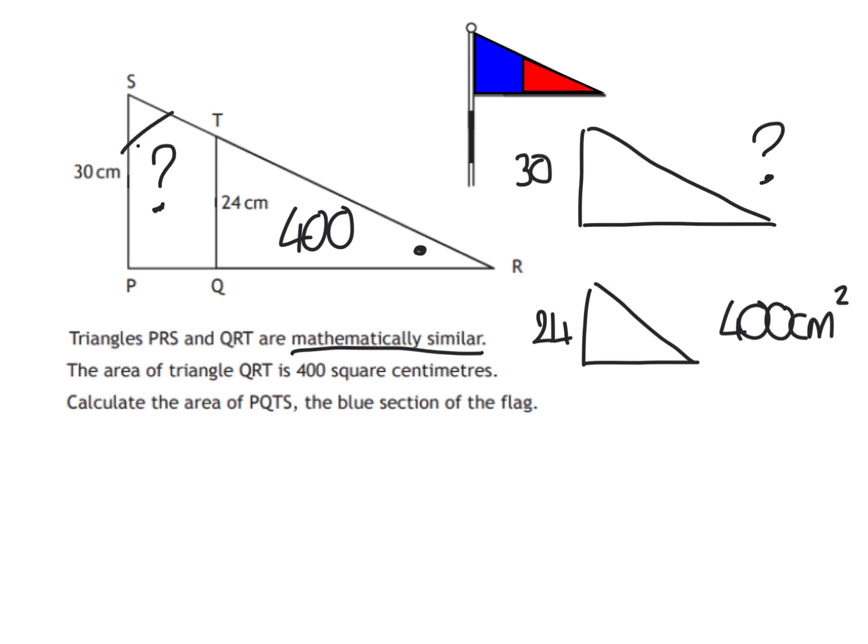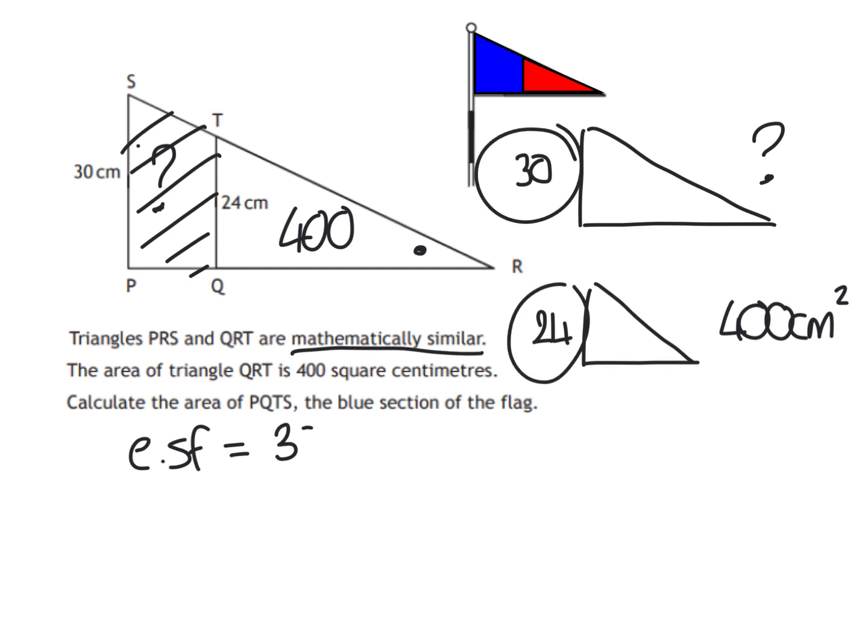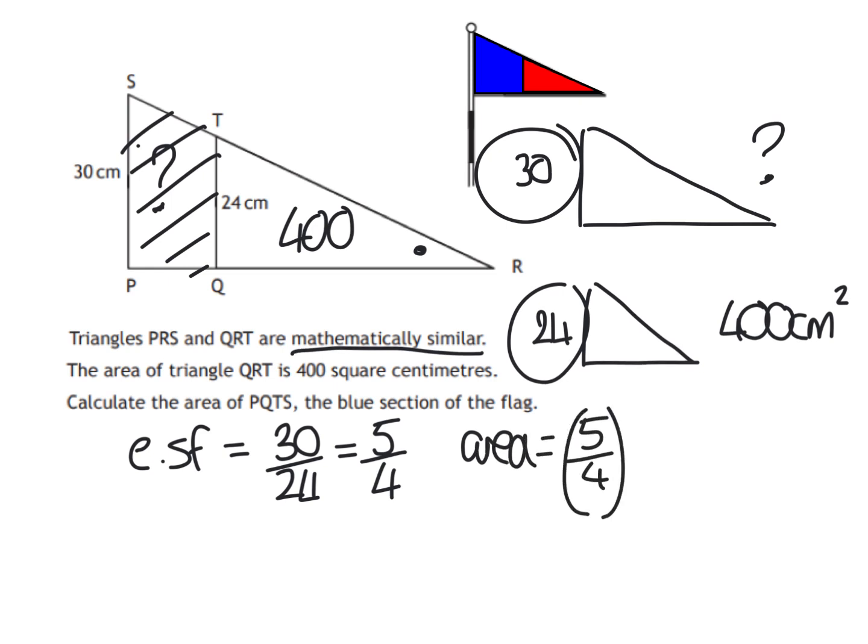Now there's no way to get this little area here, which is denoted by the blue bit of the flag, but I can get the area of the large triangle first and then we'll subtract, because the area of this little shape here that we're after is just the big blue triangle with the red triangle cut away. So we are looking for the larger area, so this is an enlargement scale factor. So it will be big over small, so 30 over 24, which simplifies down using your 6 times table to 5/4. So my new area would be 5/4 all squared times the old area, which was 400.